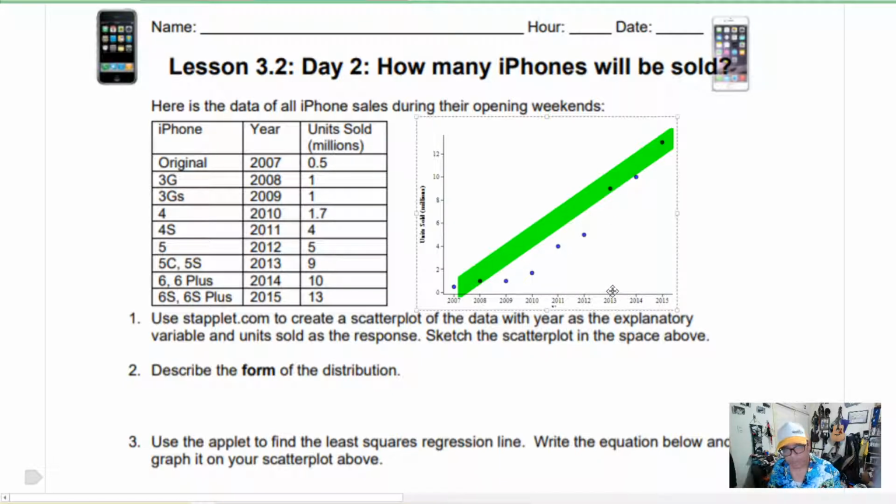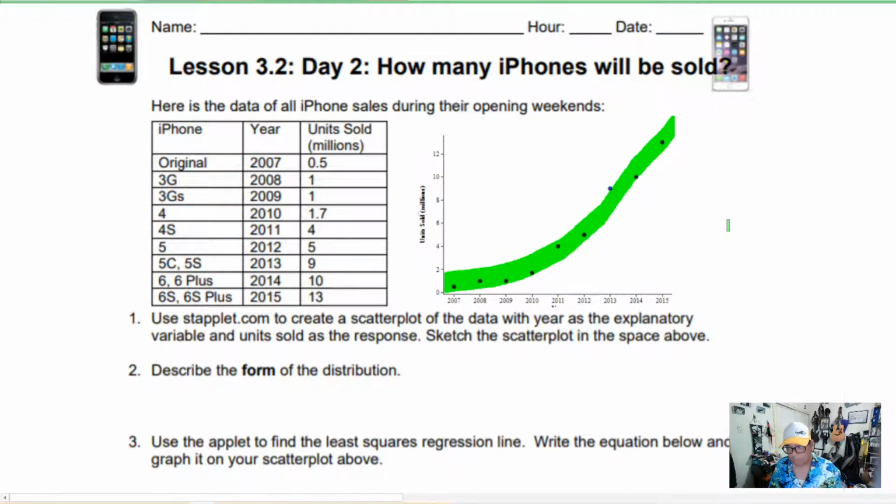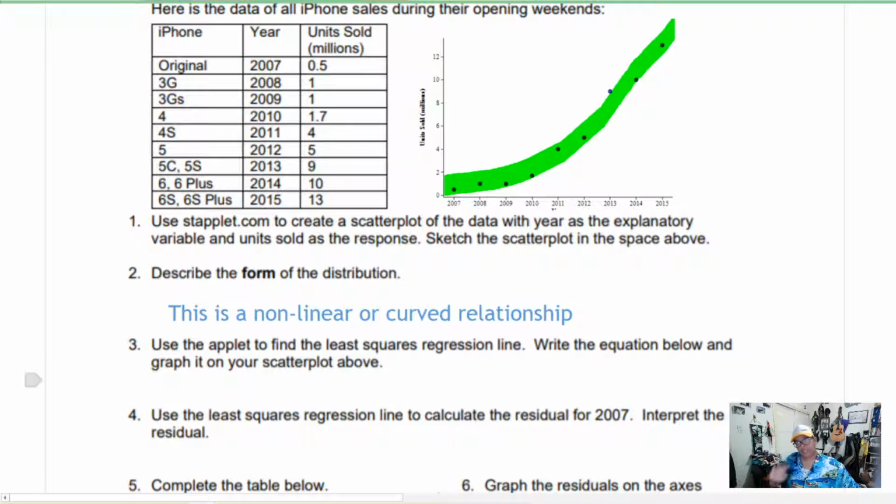In fact, if you looked at this, a better description might be this curved relationship. So when we describe the form of this distribution, linear or nonlinear, we're correct in saying that this is a nonlinear, or perhaps a curved, relationship. So even though I know it's curved, I'm going to break the rules here and try to make a least squares regression line. It's not going to work, right? This is curved data. A least squares regression line is for straight line data.